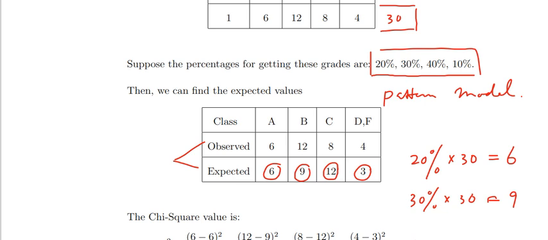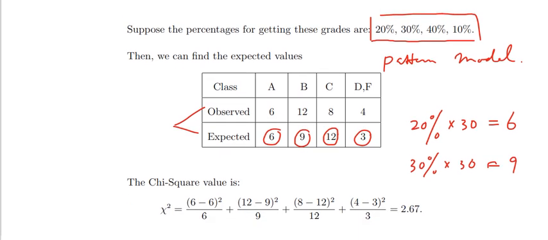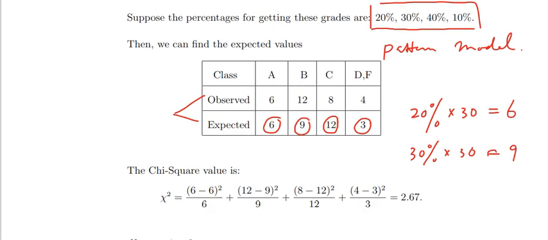To determine this, we find the chi-square value. The chi-square value is the summation of observed value minus expected value, squared, over expected value. So we check each cell: 6 minus 6 squared over 6, 12 minus 9 squared over 9, 8 minus 12 squared over 12, 4 minus 3 squared over 3.